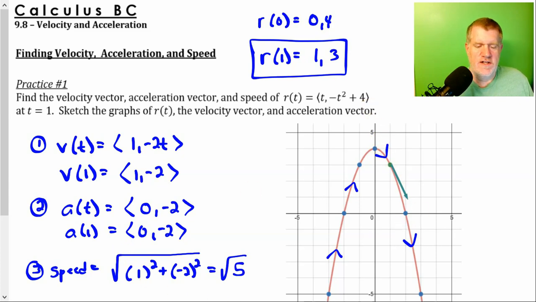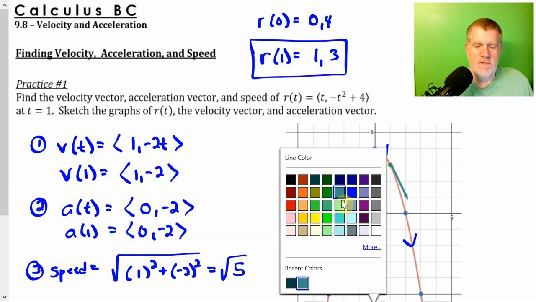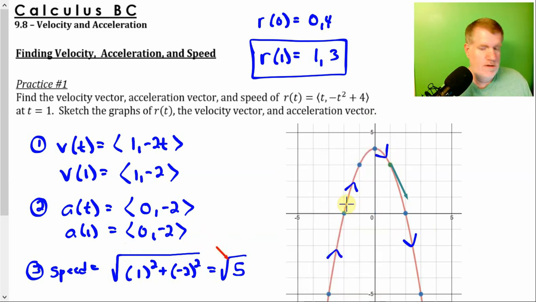Okay. Now the acceleration vector, we'll give it this color. So the acceleration vector is (0, -2). So the acceleration vector would look just like that. Alright, so there's your graph of the position and your graph of the velocity and acceleration all happening when t equals 1. Alright, if you think about it, it's a parabola. Right? A parabola is motion that way. It's always being pulled down. Always being pulled down. Okay.